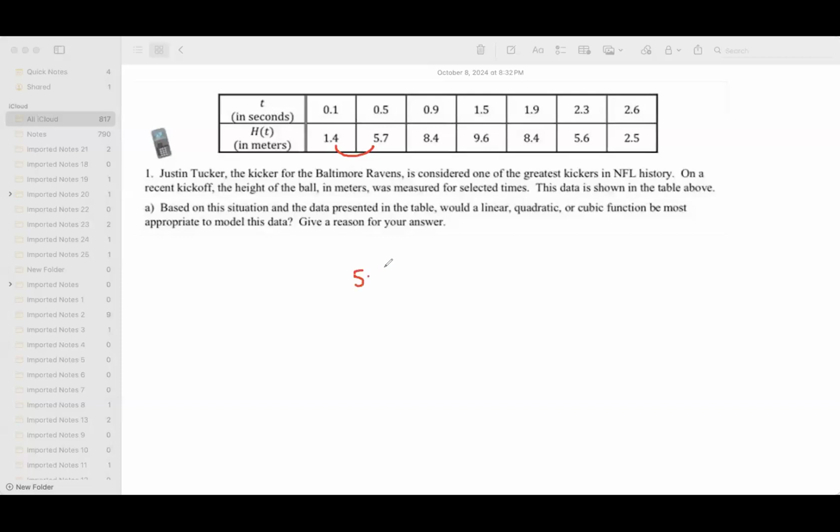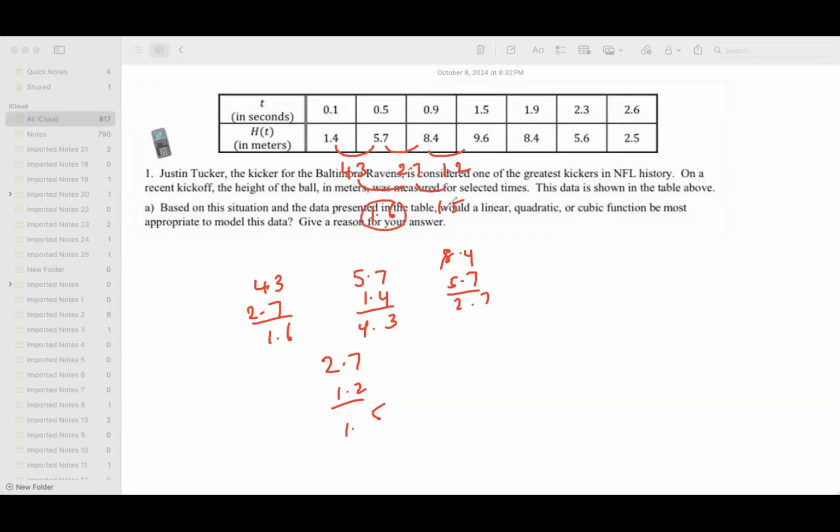So here 5.7 minus 1.4 is 4.3. Now the next one is 8.4 minus 5.7, so this will be 2.7. This one will be 1.2, right? After that, 4.3 and 2.7, so this would be 1.6. Now this would be 2.7 minus 1.2, which is 1.5. See, all are merging. So approximately the second difference seems equal to me.